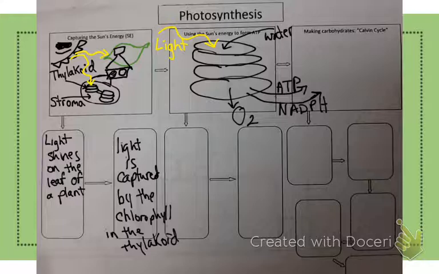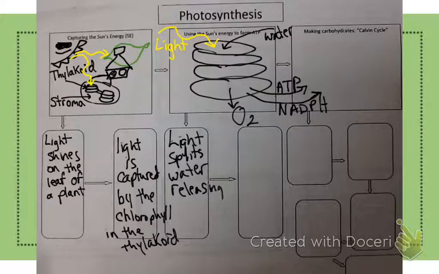So let's break this down. What did I say the light does to the water? There you go. So light splits water, releasing oxygen. So light's going to come in, it's going to split the water, it's going to release oxygen.